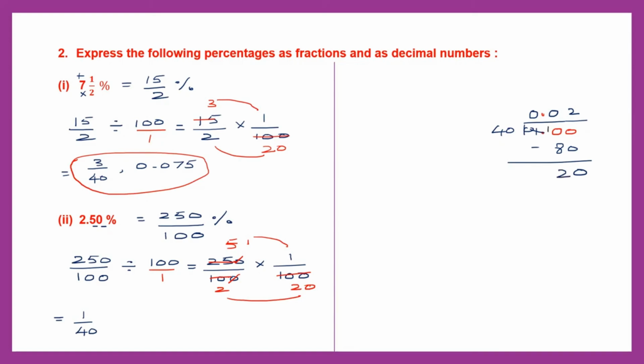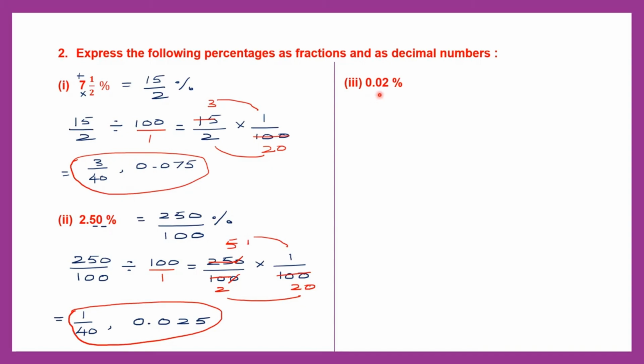Now let's continue the division by putting one more 0 and I'll bring that 0 down. Now my number is 200. 40 into 5 is 200, minus, now our remainder is 0. So our answer is the quotient, that is 0.025. So here we have the fraction form. Now let's write the decimal form, 0.025.